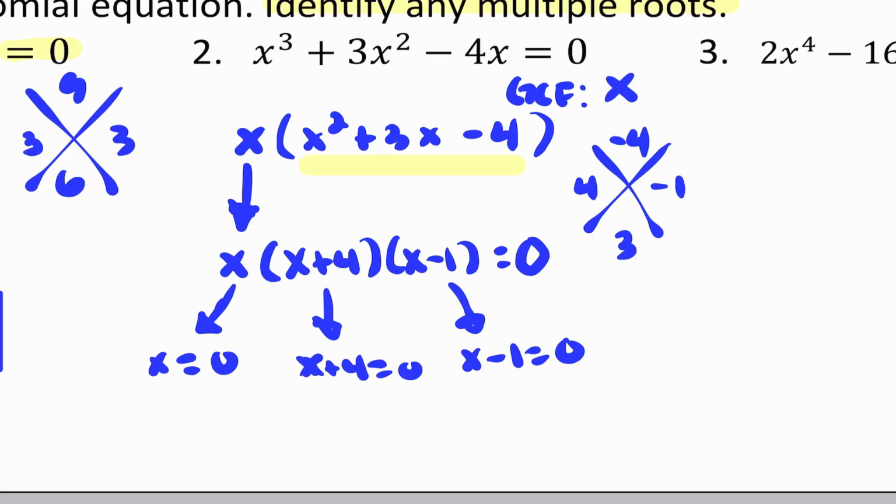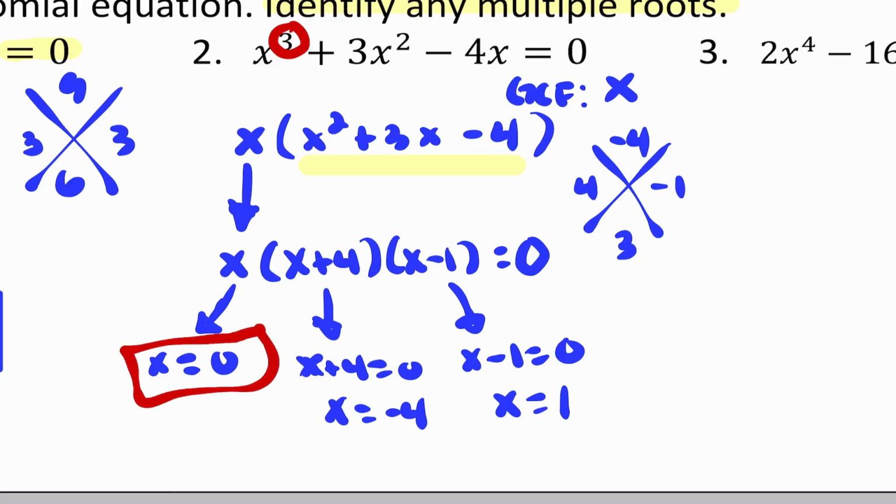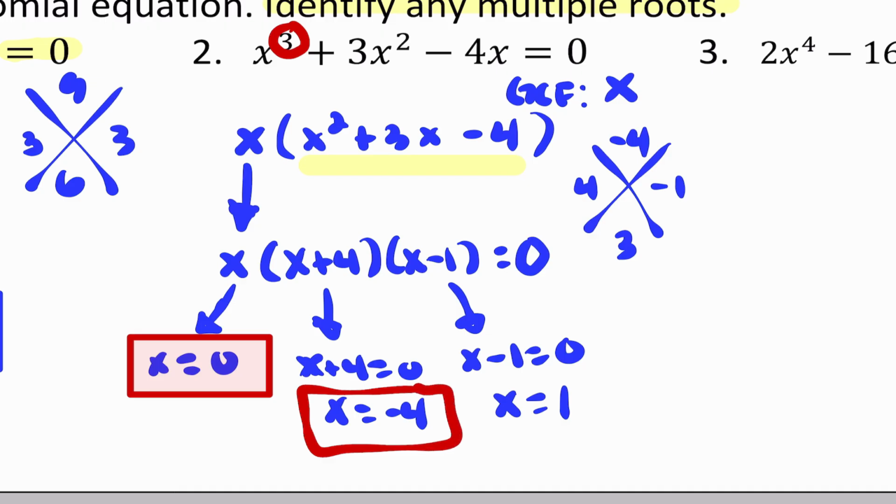We don't need to solve. That's one of our roots. x plus 4 equal to 0, that's x equals negative 4. And then x minus 1 equal to 0, that's x equals 1. So if this helps you, the highest degree is 3, so therefore you should have 3 solutions, or 3 x-intercepts, right? So x equals 0, x equals negative 4, x equals 1.